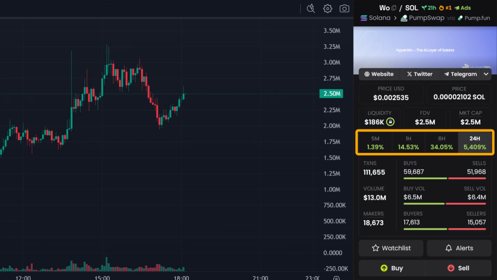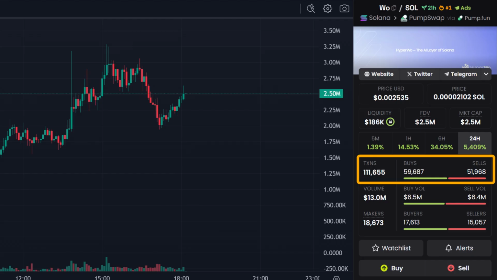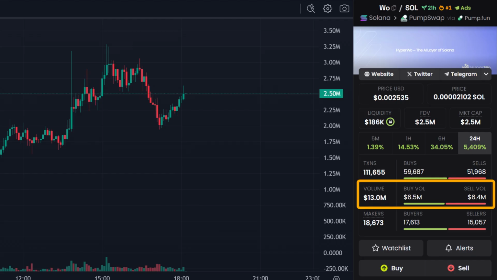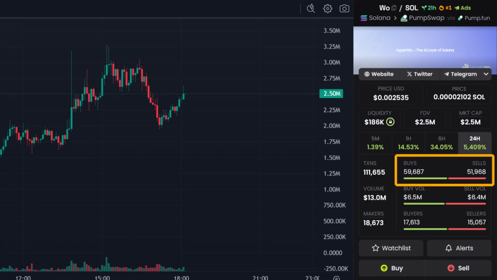The fifth, number of buys and sales per day. The sixth, trading volume in dollars. I check that liquidity is at least a third of the market cap. For example, $30,000 with $100,000 total. If there are more buys than sells, that's also a good sign. It means someone needs the token.